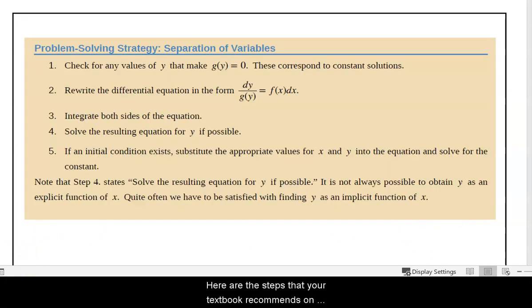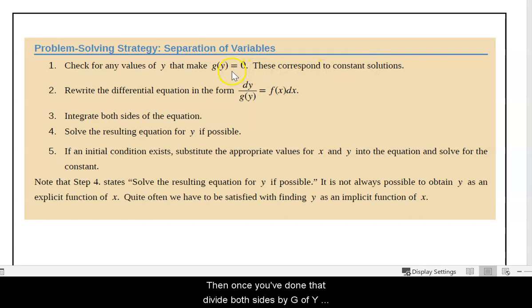Here are the steps that your textbook recommends on applying the technique of separation of variables. First, you need to solve for dy dx. They don't actually have that in here. I would add that as a step 0. Solve for dy dx. Then find the factors that make g of y equal to 0. These would be those constant solutions or equilibrium solutions.